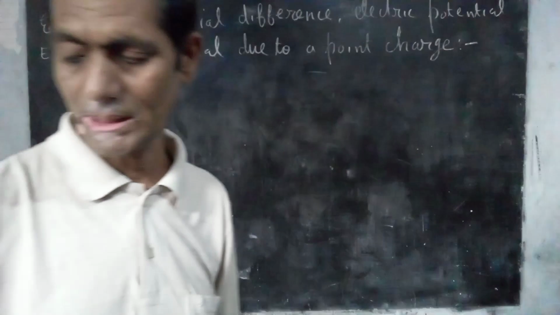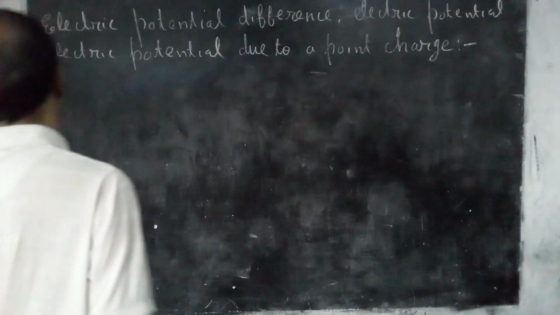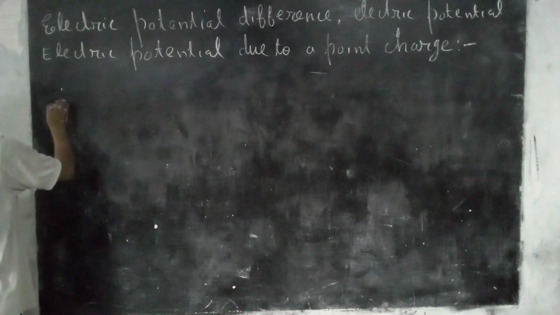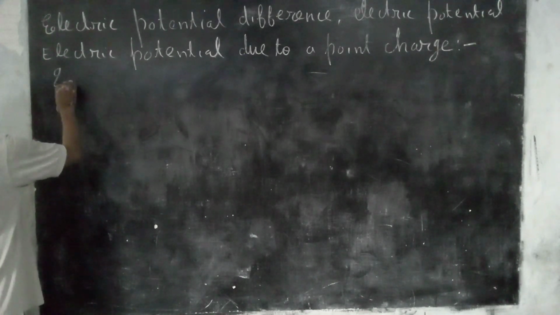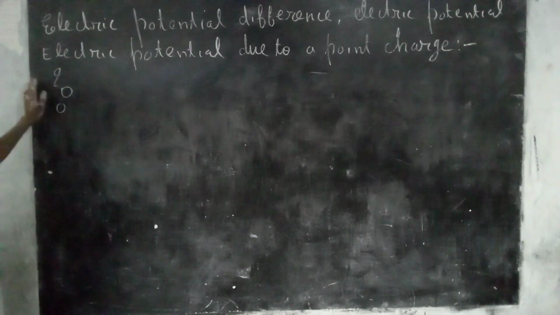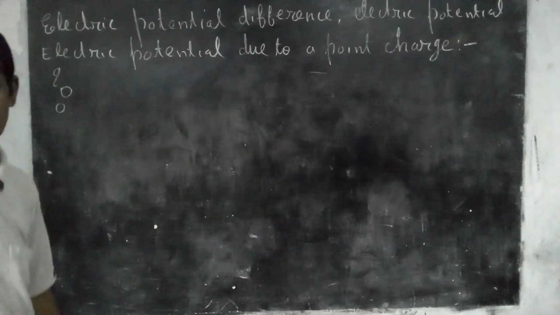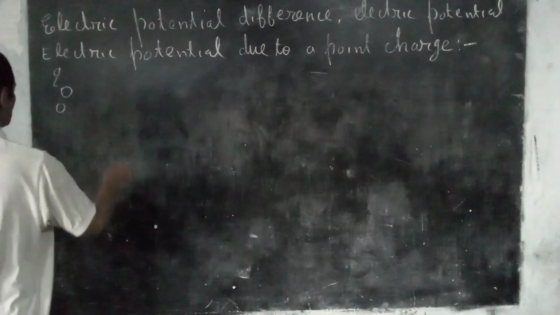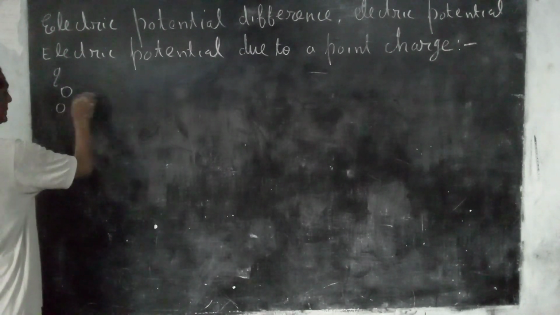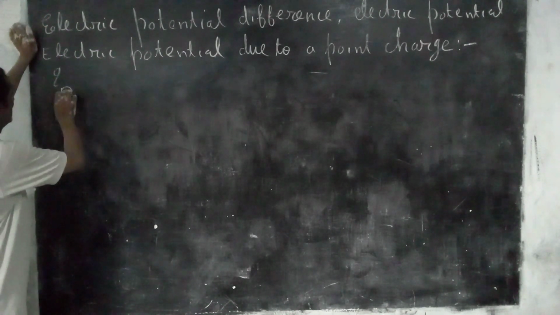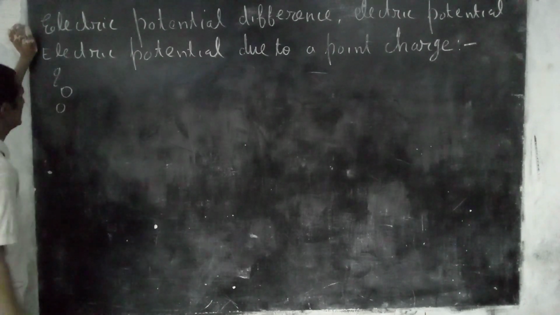So, what is electric potential difference? Let there be a charge Q at any point O. There is an electric field around this charge. Another charge can experience electrostatic force. If we place a test charge in the vicinity of charge Q, or at any point near the charge Q, it will experience electrostatic force.